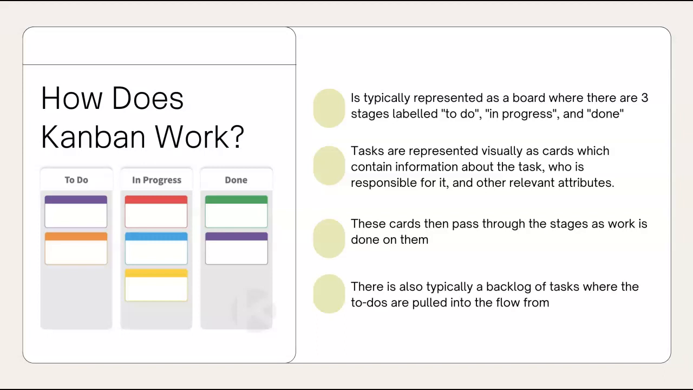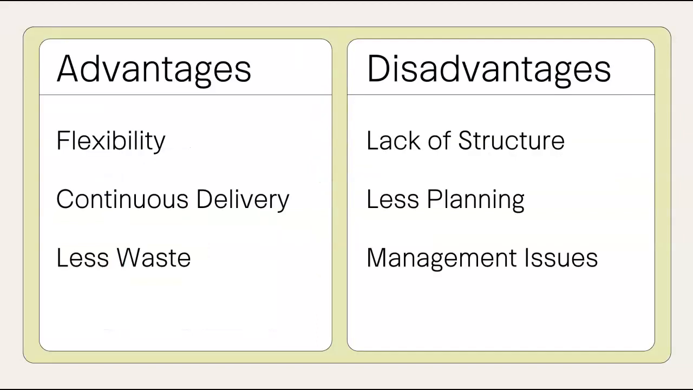Kanban is also typically used to manage workers' capacity, and there's typically a work in progress limit. A lot of times teams will only allow employees to have a certain amount of tasks in progress because this tool is all about maximizing capacity and making sure that the team can actually finish the things that they're starting. So what are some advantages and disadvantages?